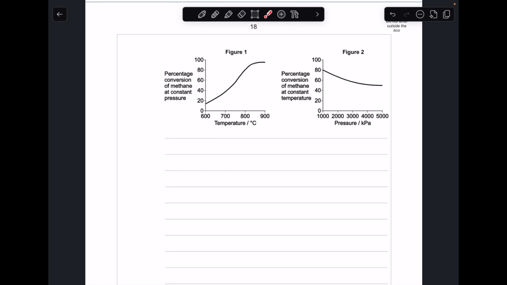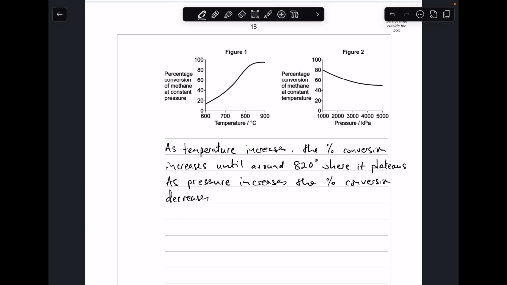Starting with trend, you can see in the temperature graph, as the temperature increases, the percentage conversion increases, but it does start to plateau at about 820, so we'd need to mention that. And in the pressure graph, as the pressure increases, the percentage conversion decreases. So just based on those two trends, we could argue that we need a high-ish temperature and a low-ish pressure.